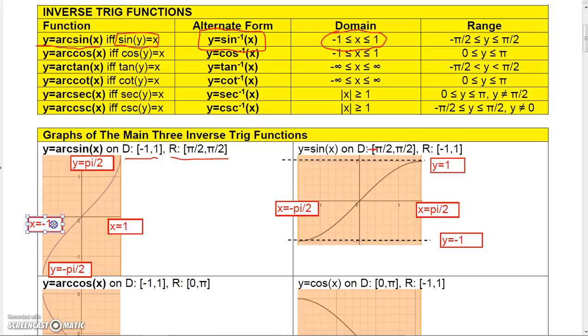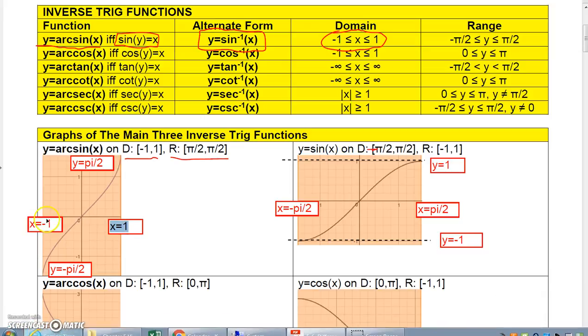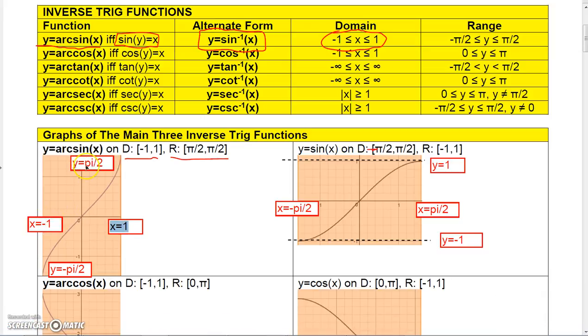So the x values for the arc sine, which is the inverse of sine, would actually go from -1 to 1. So the domain would be from -1 to 1, where the range would actually be from -π/2. So this point down here would be -π/2 for the y value, and up here the y value would be π/2. So basically that's what the inverse of the sine function would look like.